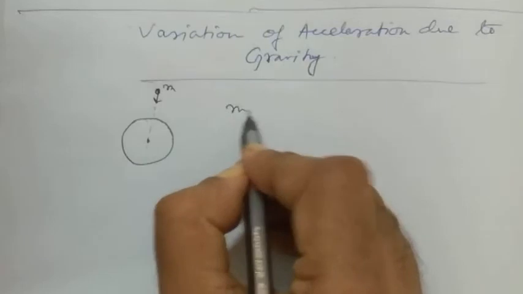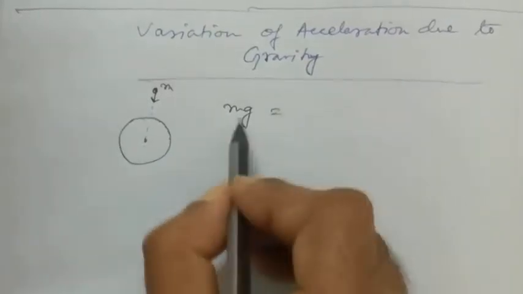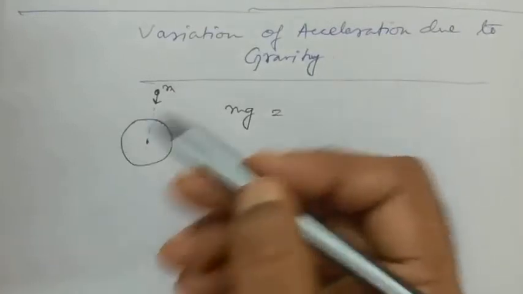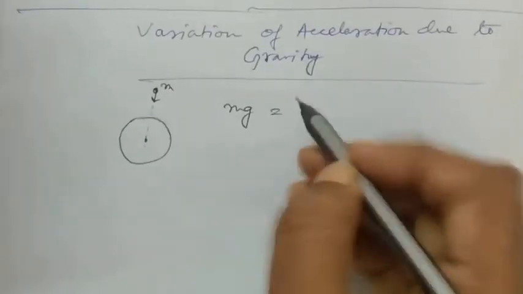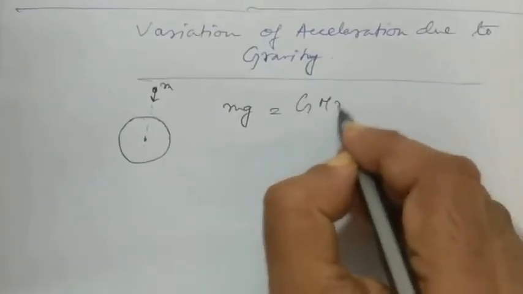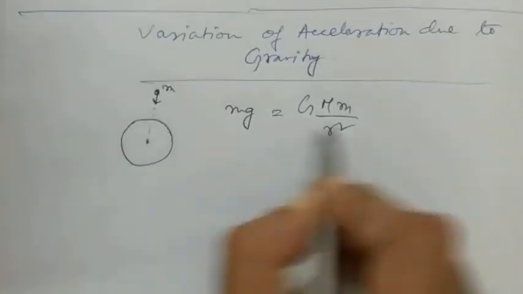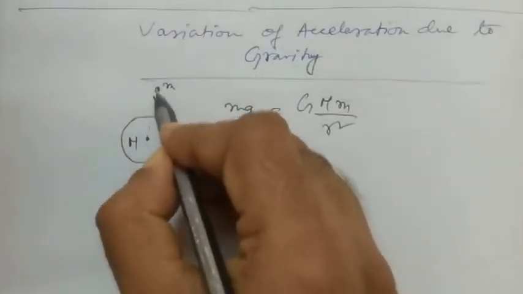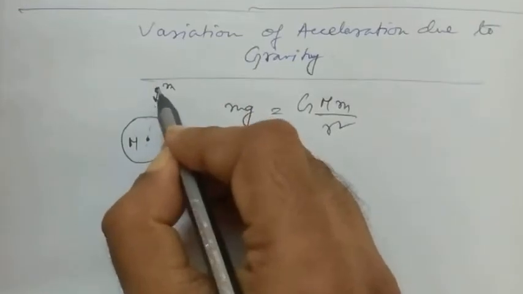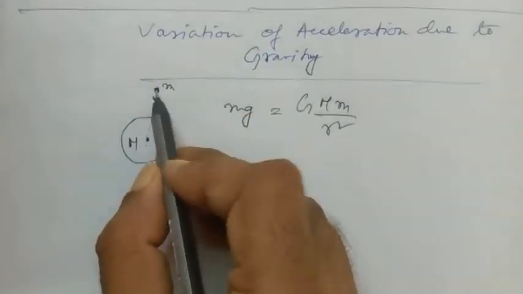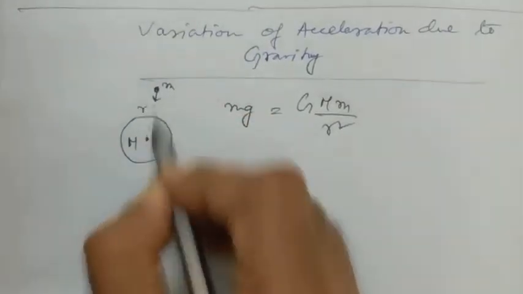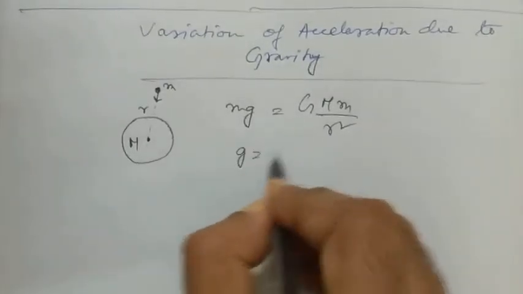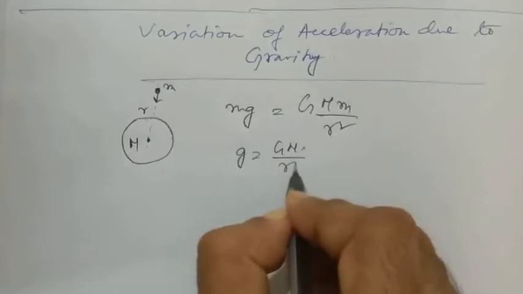So the weight of the body is mg. We all know the weight of the body is mg, and the Newtonian attraction is GMm by r square. Now what is capital M? Mass of earth. R is the distance between the position of the particle and the center of the earth. So this is the relation from which we get g is equal to GM by r square.